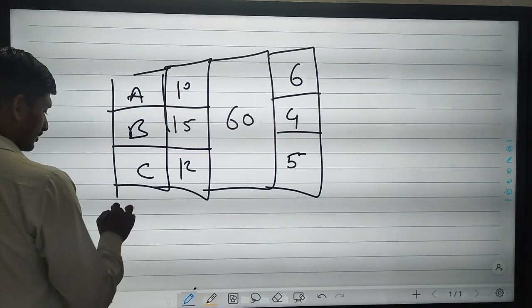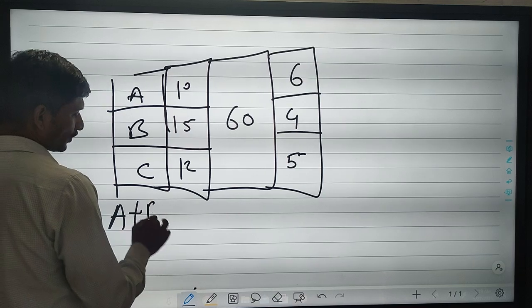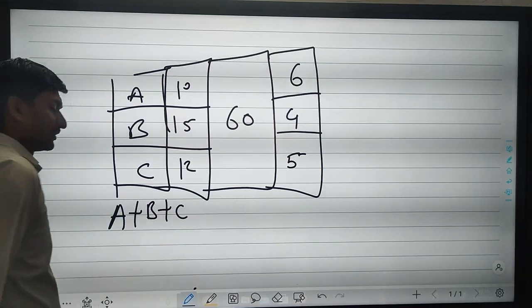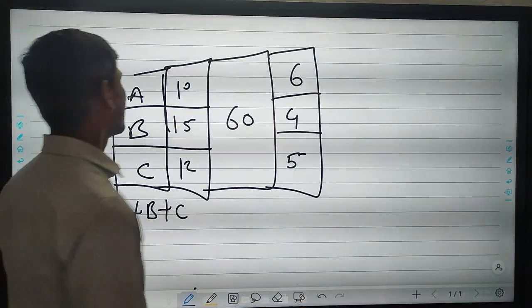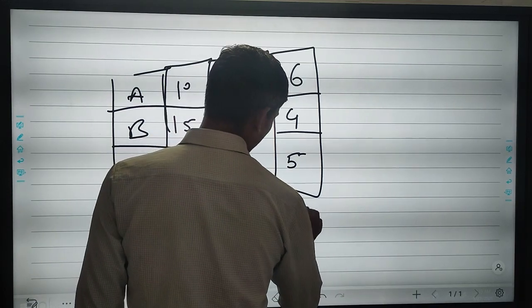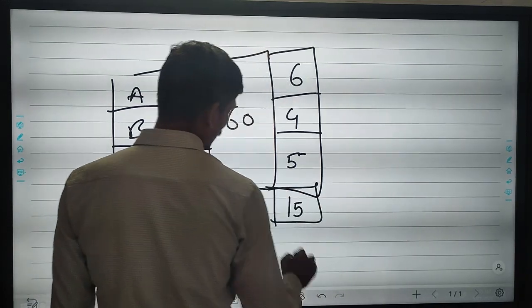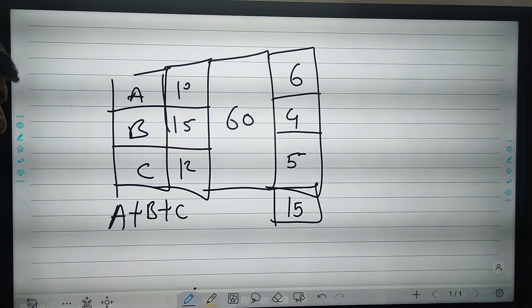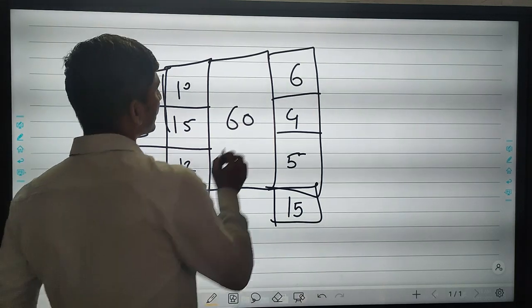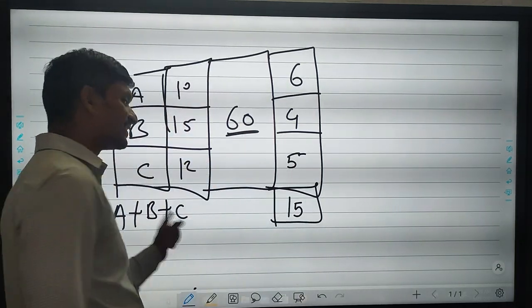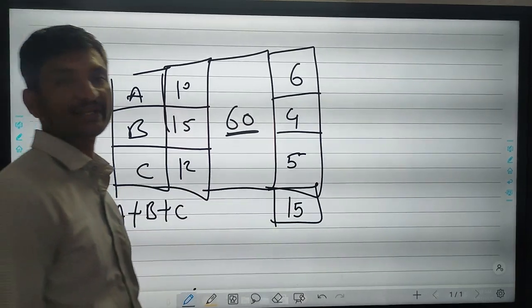Now they three work together. Then they complete the work in 1 day. The 1 day work of ABC is 15. Now here the whole work is 60. ABC completed 15 work in 1 day.